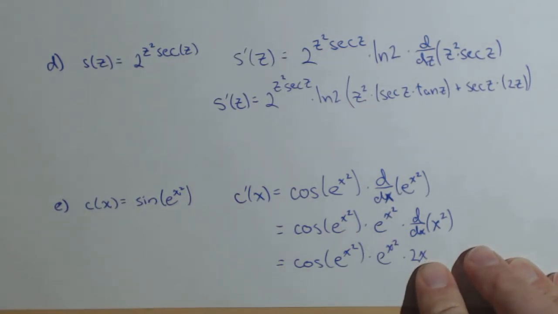So a couple questions that I routinely get asked is, first, how do you decide which rule to use first? You need to look at the overall structure of the function. The second is, how do you know when you're done? Well, when the function you're taking the derivative of no longer requires the chain rule, you know you'll be finished.